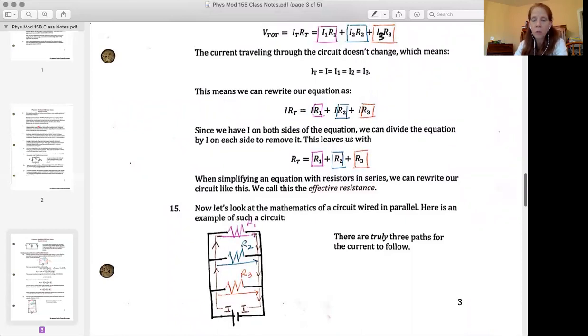I've got three resistors. Now what you can see is that there literally are three paths that the current can take. It's all going to start here, but it can break off across this resistor, or across this resistor, or across this resistor. So the current that flows through each one of these is literally different.